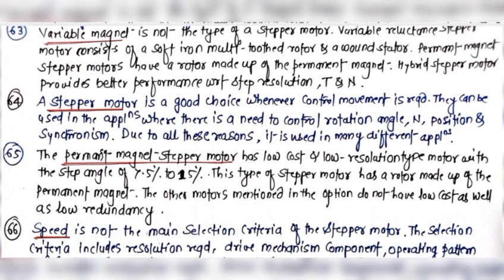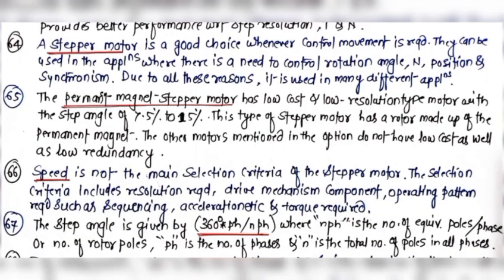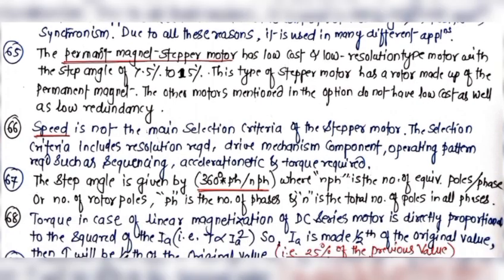The permanent magnet stepper motor is a low cost and low resolution type motor with the step angle of 7.5 to 15 degrees. This type of stepper motor has a rotor made up of permanent magnet. The other motors mentioned in the options do not have low cost as well as low resolution.